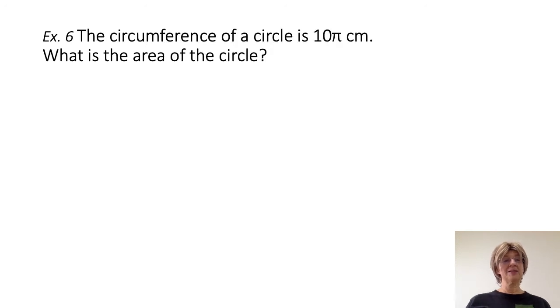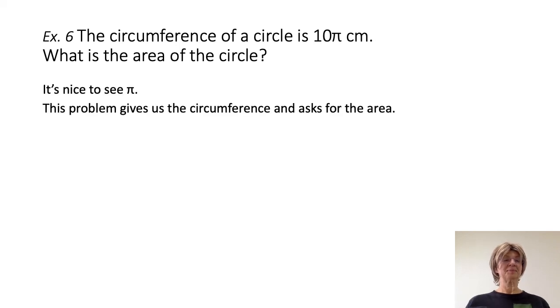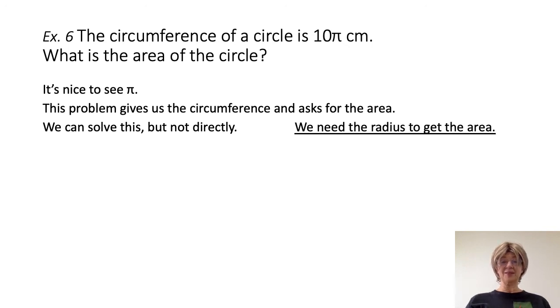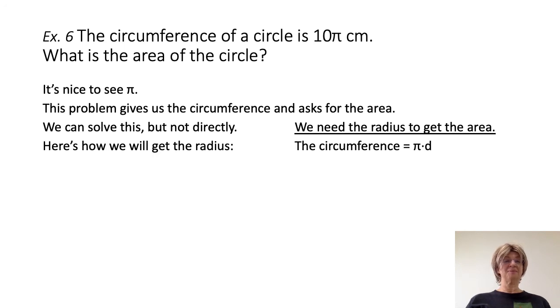And example 6. The circumference of a circle is 10 pi centimeters. What is the area of the circle? It's nice to see pi. This problem gives us the circumference and asks for the area. We can solve this, but not directly. We need the radius to get the area. Here's how we will get the radius. The circumference equals pi times the diameter. And r equals 1/2 of the diameter, and we're home free. So that's what we're going to do.